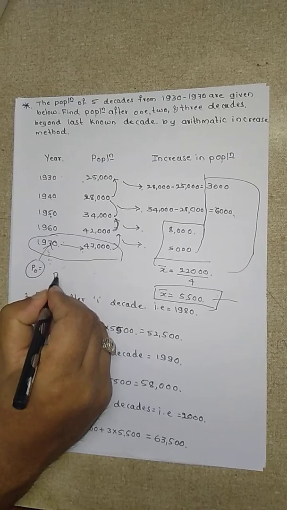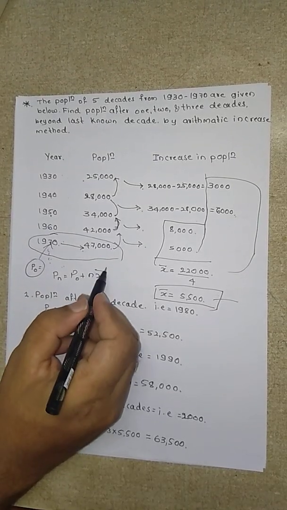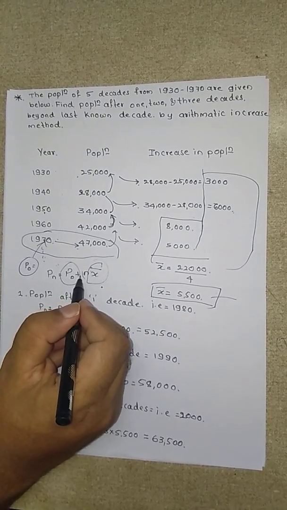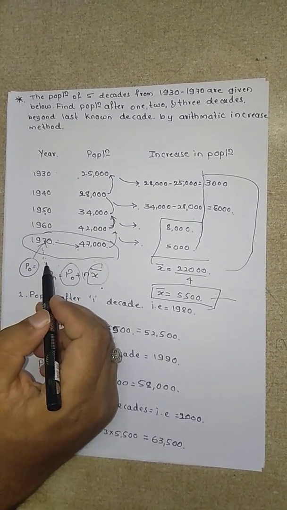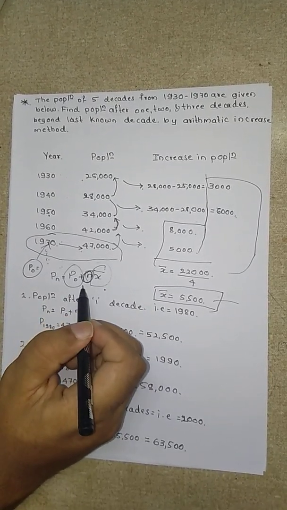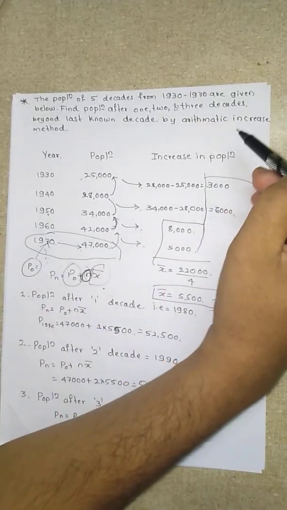Now, what is our formula? Pn is equal to P naught plus N x bar. X bar we came to know, and P naught we came to know. Now what is this N? N is the number of decades. How many decades after the known population? So what have they told you in the problem?